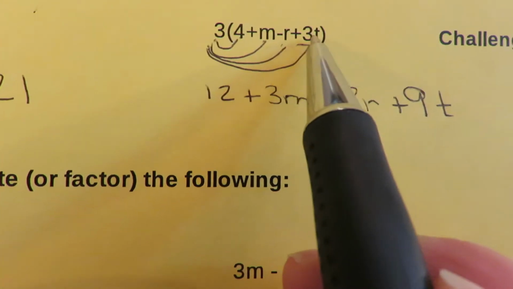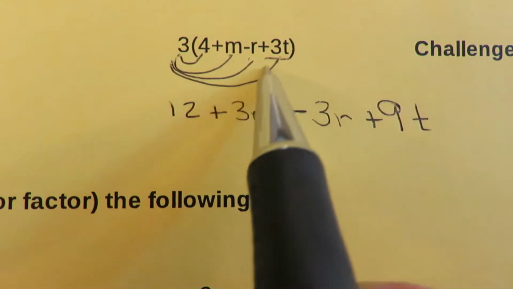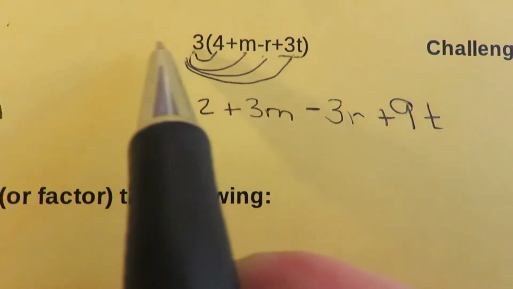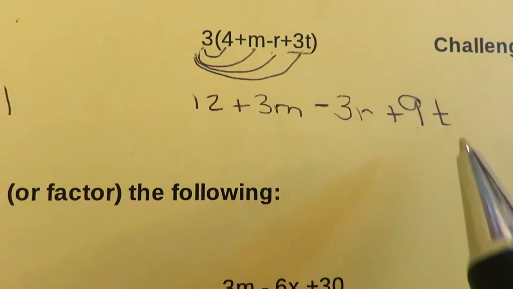So if you ever have a number and a variable together and you're multiplying by another number, you can just multiply the 2 numbers together. 3 times 3 is 9, so I have 9 t's total.